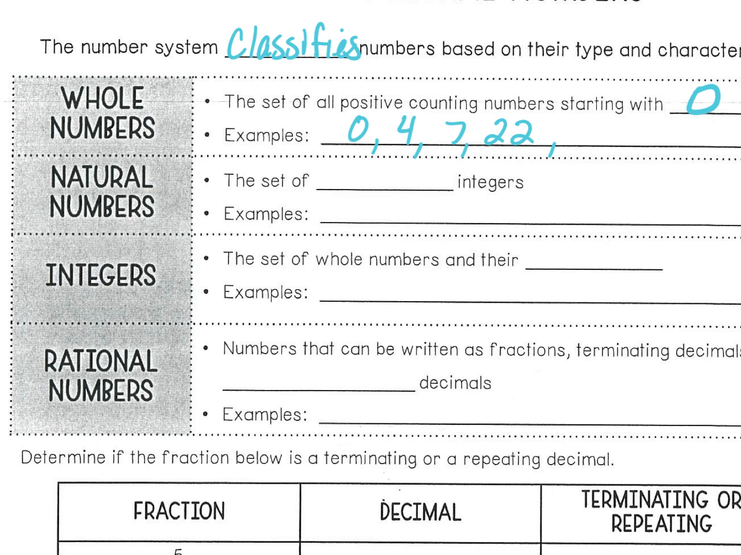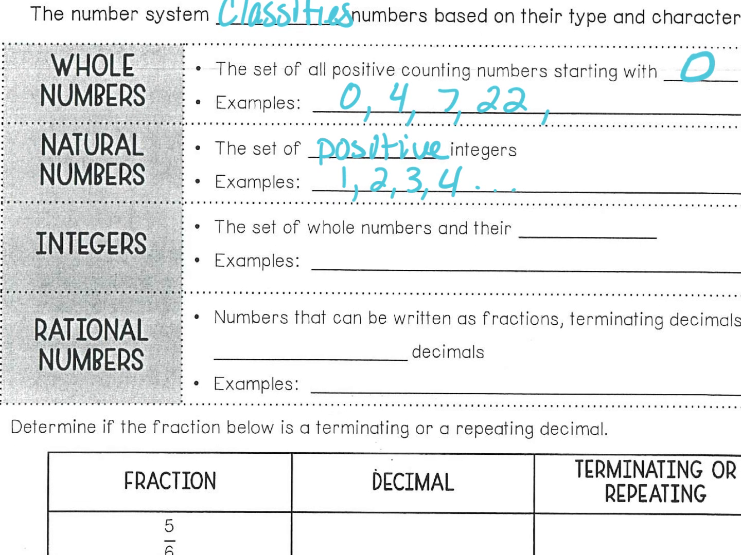Now we look at natural numbers. It's a set of positive numbers. Positive integers specifically. Natural numbers don't include 0. They start with 1. So like 1, 2, 3, 4, and so on and so forth, and then it keeps going.